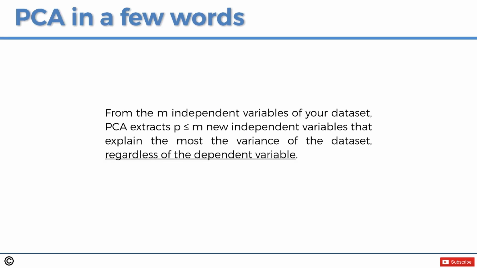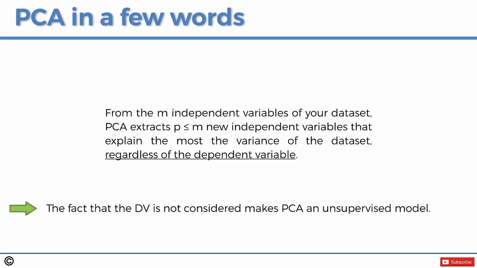So as a reminder, let's say your matrix of features has m independent variables. Well, what PCA will do is that it will extract a smaller number of your independent variables, but that are going to be new independent variables, like new dimensions. And these new independent variables extracted are going to be some new independent variables that explain the most the variance of your dataset, and that is regardless of your dependent variable. And that makes PCA an unsupervised model, in the sense that we don't consider the dependent variable in the model.